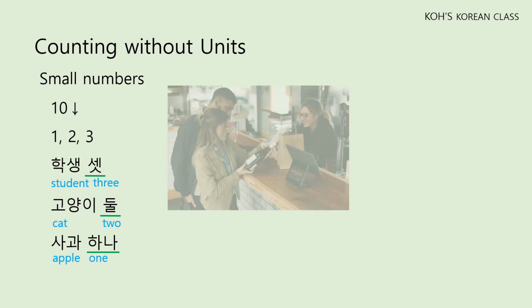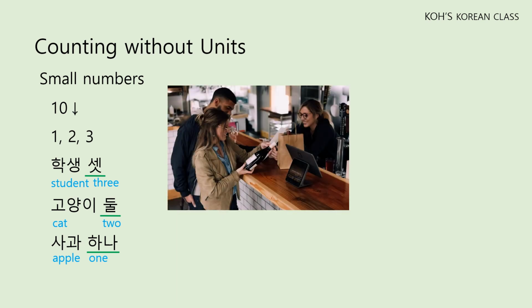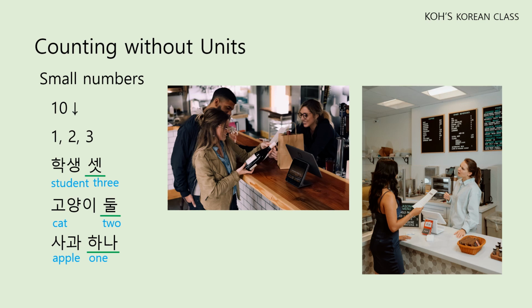You can use this type of counting when you buy something from a shopkeeper or you order something in a restaurant. Here you can say 비빔밥 하나 주세요 to order 1 bibimbap.